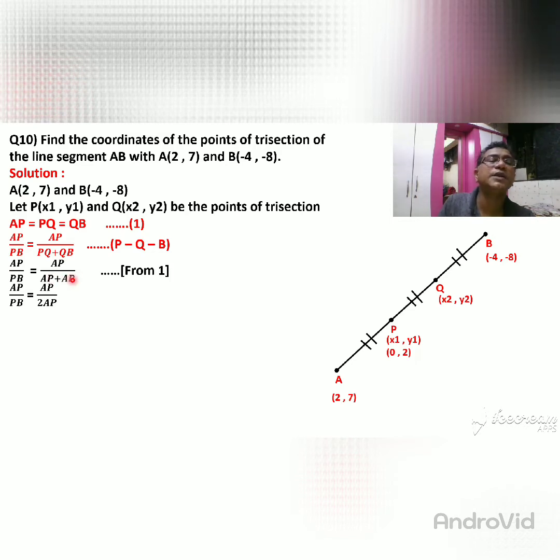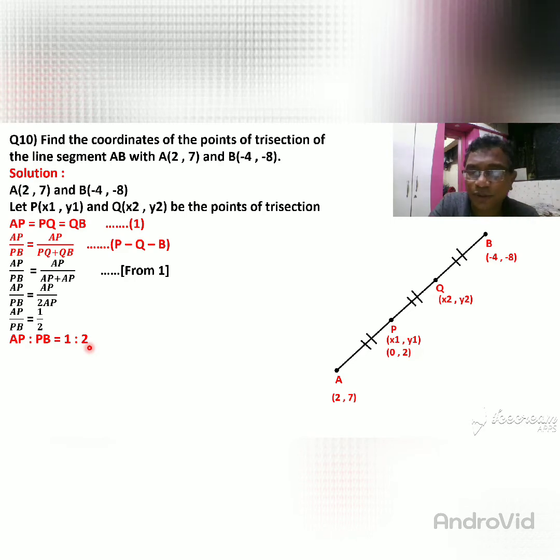So AP plus AP, how many are you getting? 2AP. So I write here 2AP. Numerator AP remains as it is. AP upon 2AP. So AP upon PB is equal to 1 upon 2. So this is the value you are getting here. AP upon PB is equal to what do you get? 1 upon 2. So that is called the ratio. So AP upon PB, that ratio is equal to 1:2.